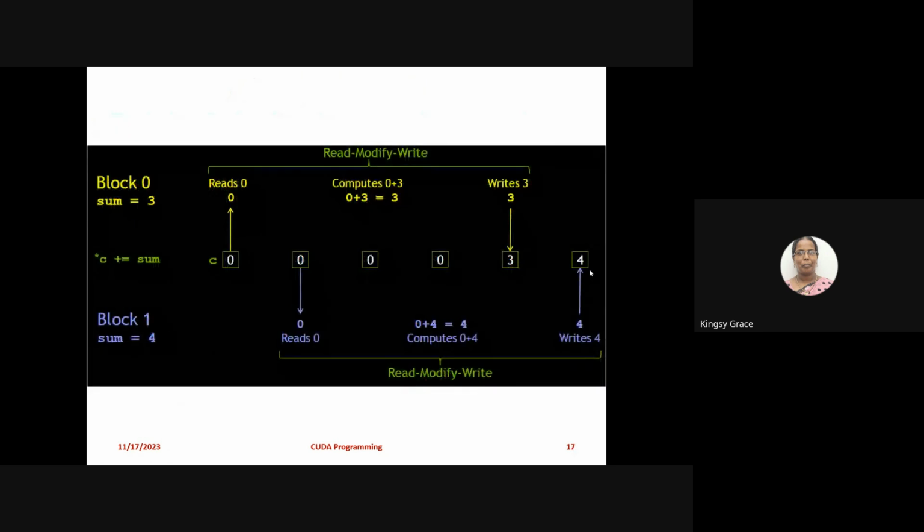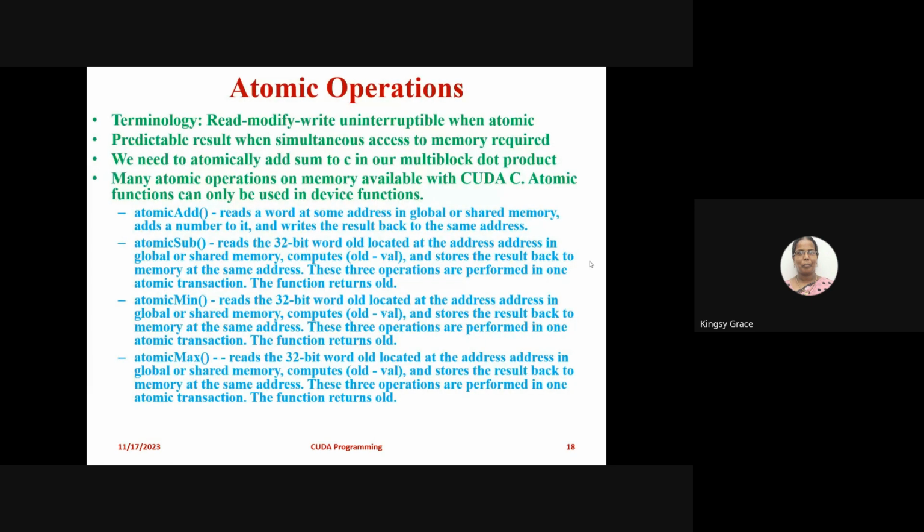So while using multiple blocks, what you have to do is go with some atomic operations or atomic functions. Yesterday one person asked about atomic add. While using atomic functions, the read, modify, and write operations are done uninterruptibly, giving a predictable result when simultaneous access to the memory is required. We need to atomically add sum to C in our multi-block dot product.